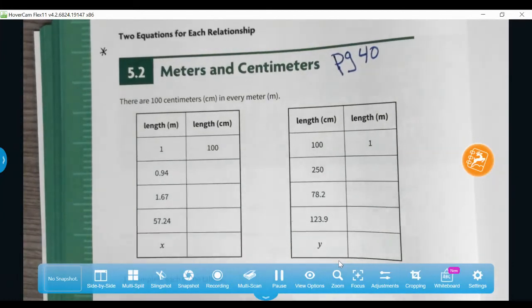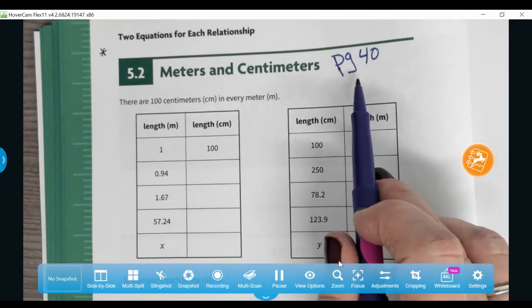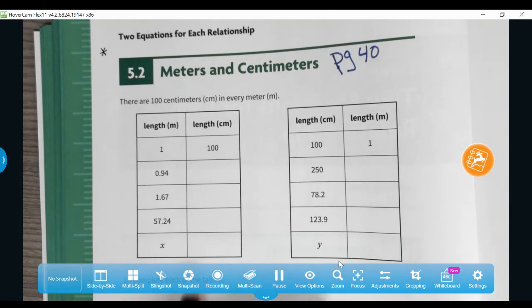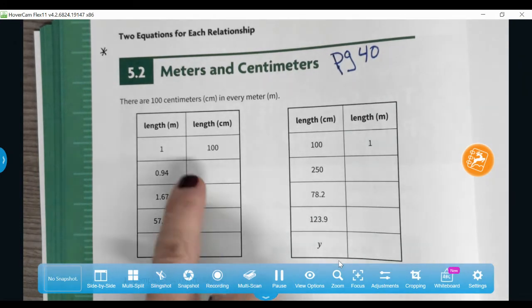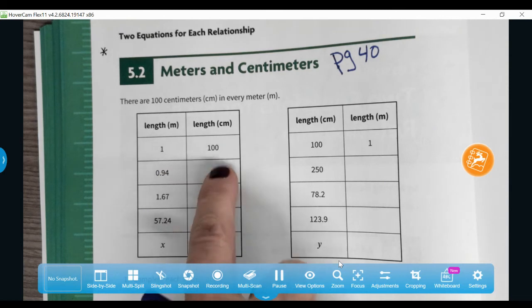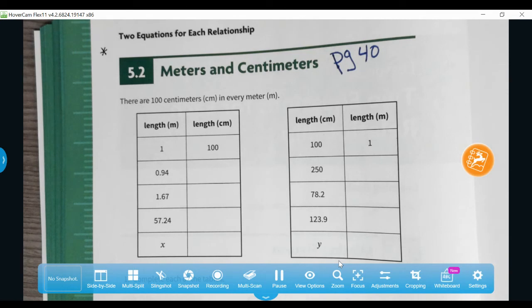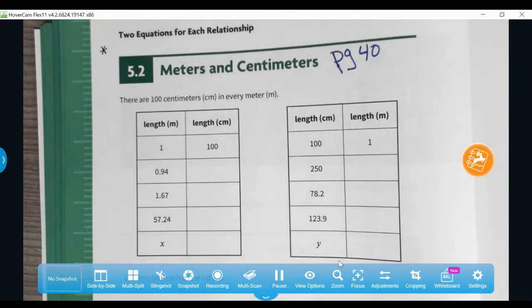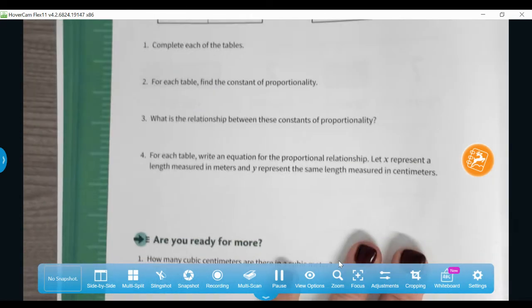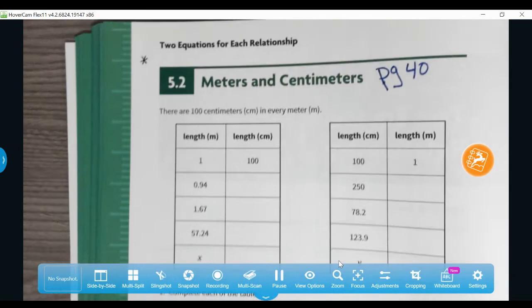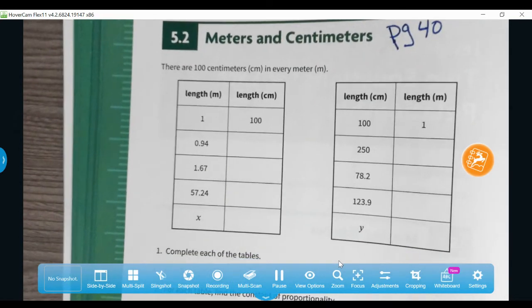Alrighty, students, I'm going to have you turn in your Unit 2 book to page 40, and we are going to continue our work with finding the constant of a table, using that constant to finish the open spots in a table, and then eventually come down and write some equations, which you'll see as we move down the paper. So here we go.